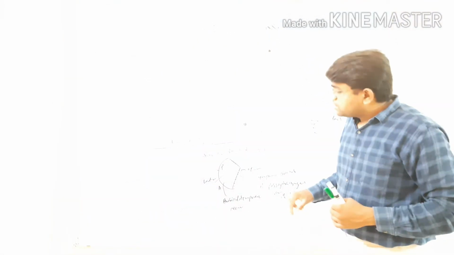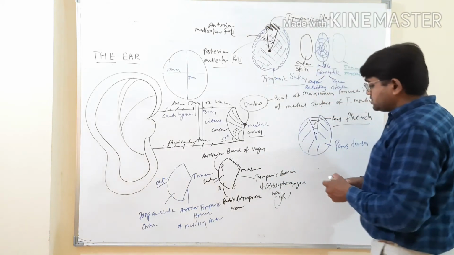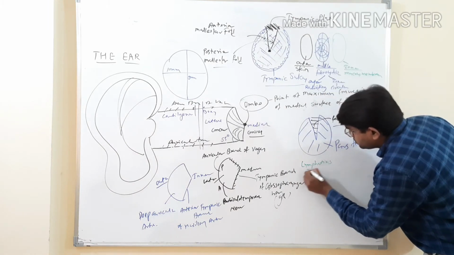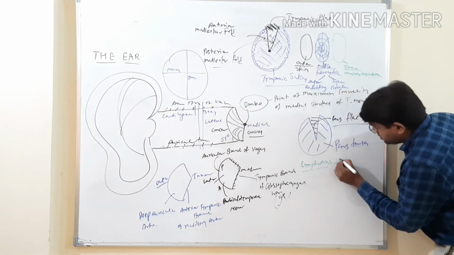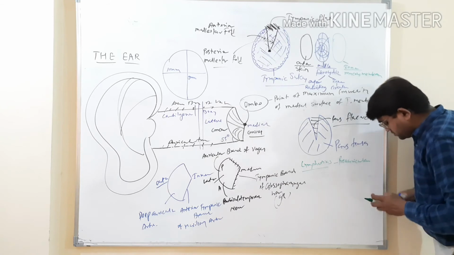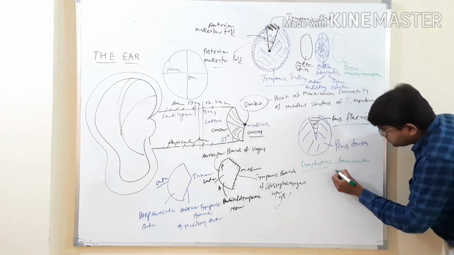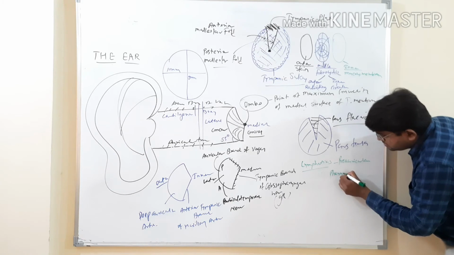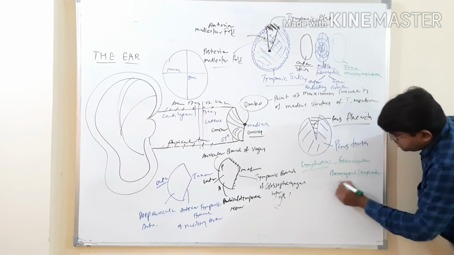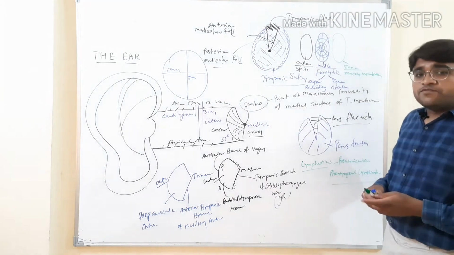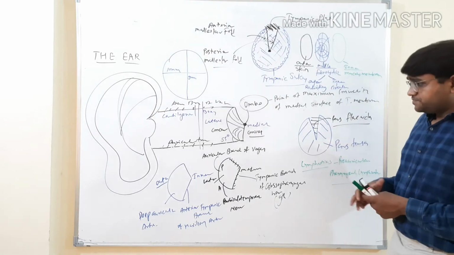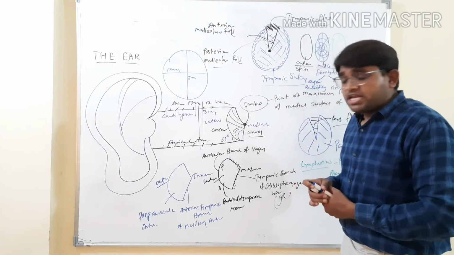Then the lymphatics. The lymphatics are the preauricular and the pharyngeal lymph nodes. The preauricular lymph nodes and the pharyngeal lymph nodes drain its lymphatics. So this is all about the tympanic membrane.